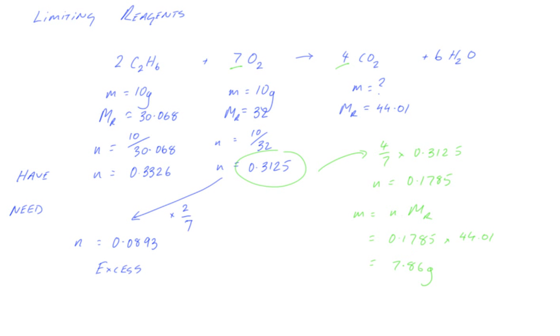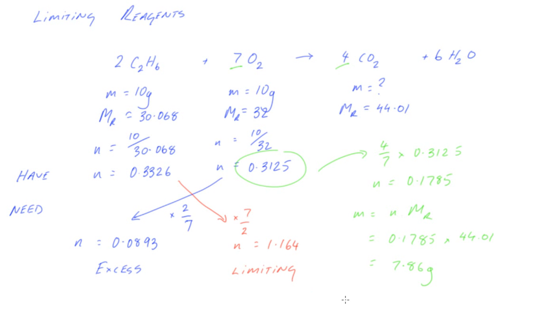Now you might be asking, what happens if I worked from ethane as opposed to oxygen? It would make no difference. So I have this much ethane, 0.3326. I'm now going to calculate how much oxygen I need. It goes from a 2 to a 7, so I'm going to times it by the bigger ratio, and that gives me moles equal to 1.164. Now I obviously need more than what I have, so therefore the oxygen is limiting.